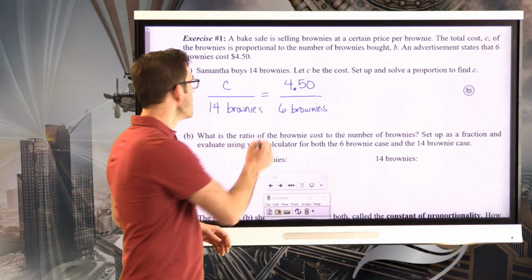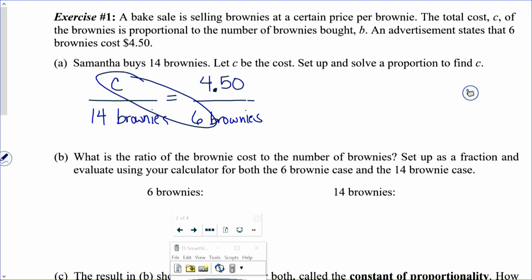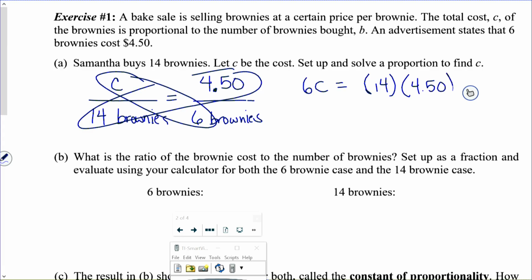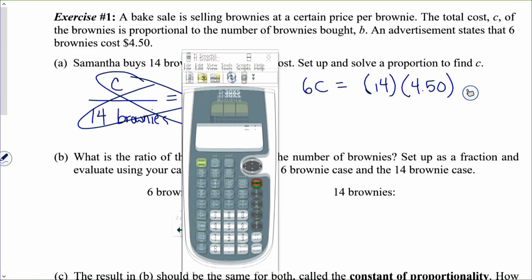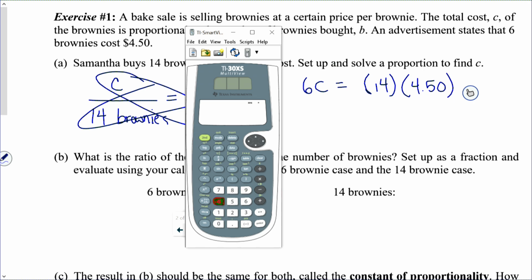Cross multiply here, 6 times C is just 6C. And here when I cross multiply, I'm going to get 14 times 450. Now that's where I like to have my calculator, because although I can certainly do 450 times 14 longhand, that's not really the point of the lesson. So I get 6C is equal to 6300.